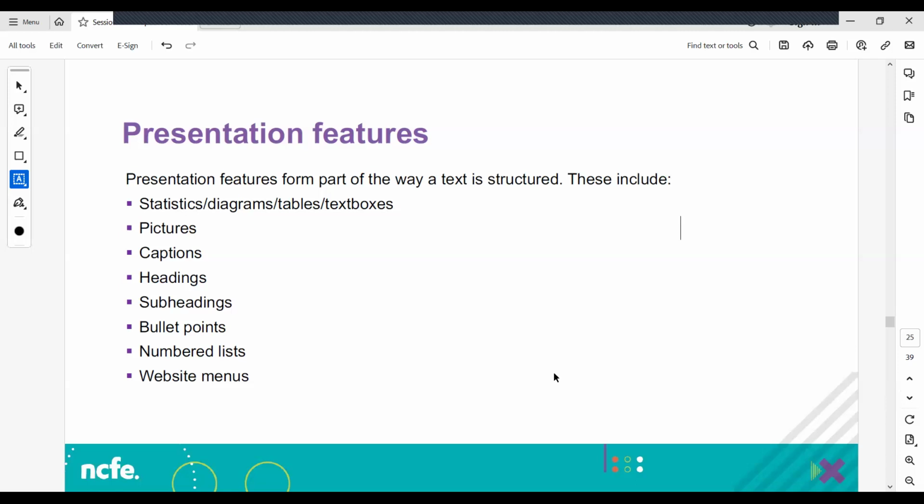So presentation features form part of the way text is structured and can include statistics, diagrams, tables and text boxes, pictures, captions, headings, subheadings, bullet points, numbered lists and website menus. So those are features that you might see in a text.